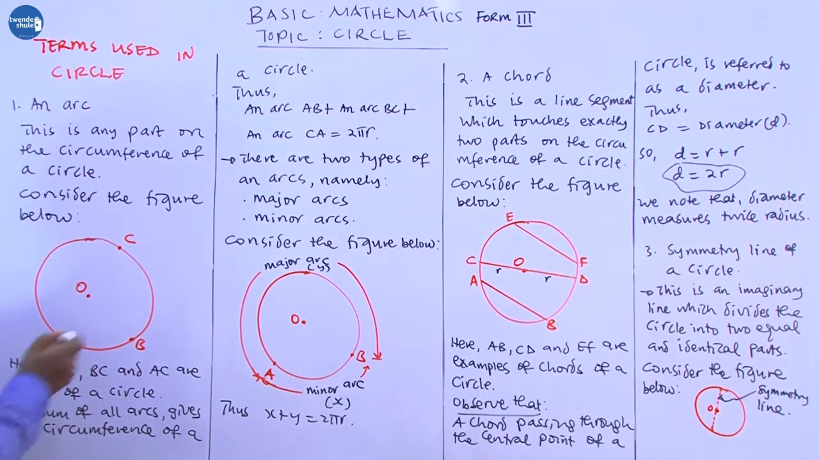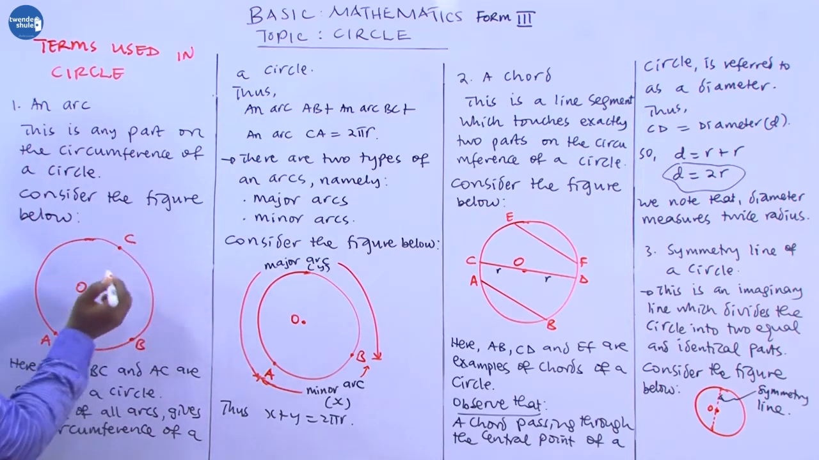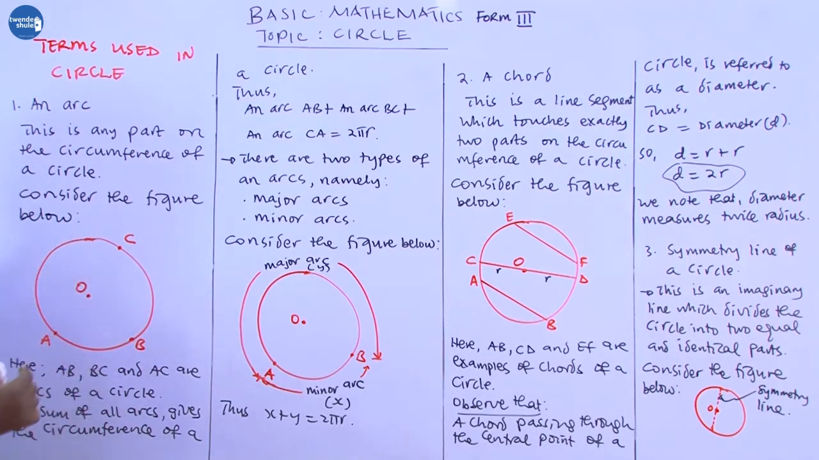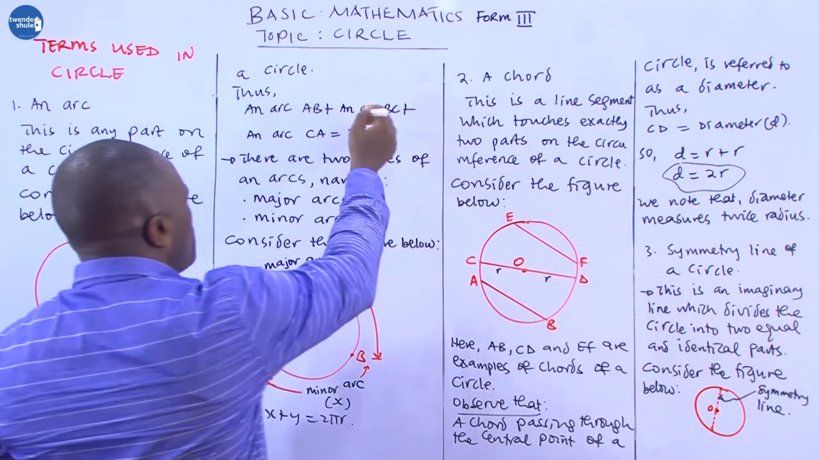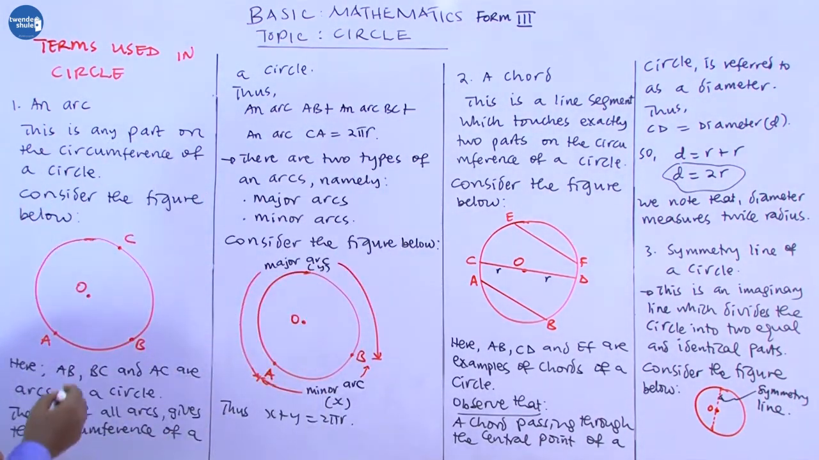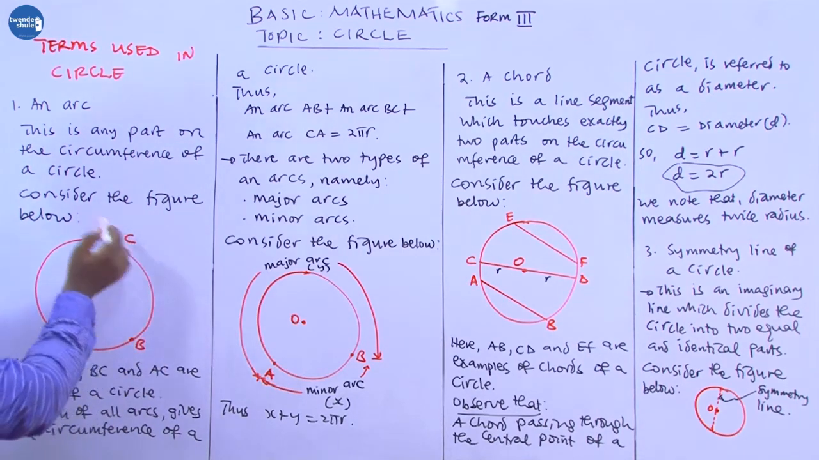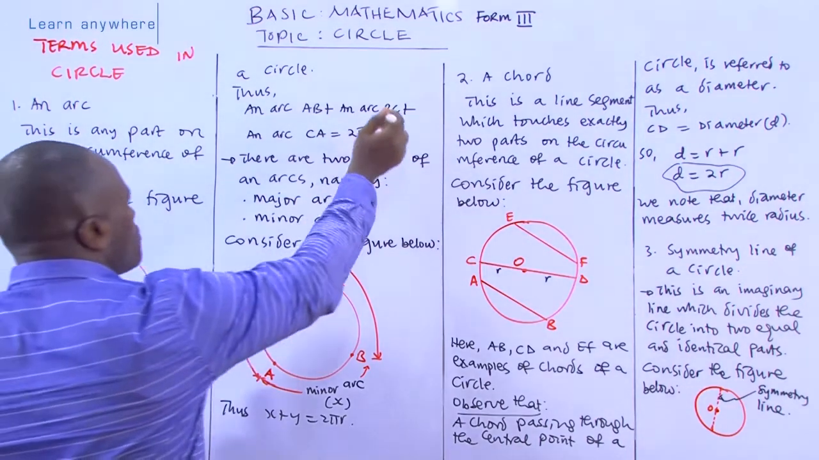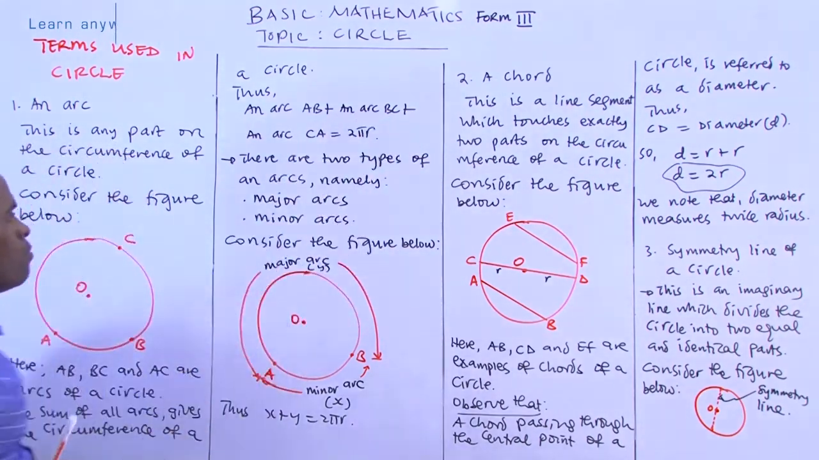So when we have a circle, any part on the circumference of the circle, a part AB and a part BC and a part CA, these are referred to as arcs of the circle. So when you sum all arcs, we get the circumference of a circle, which is always given as 2 pi r. That is, when you take an arc AB plus an arc BC plus an arc CA, it gives the circumference 2 pi r of a circle.